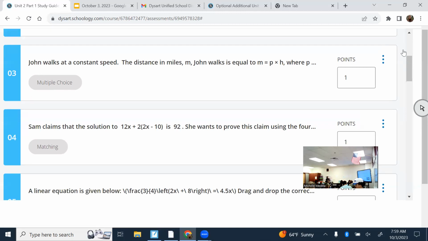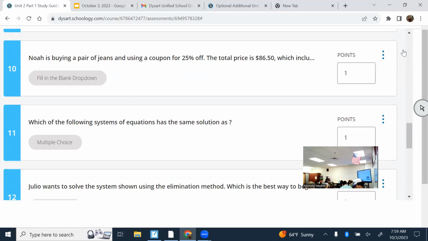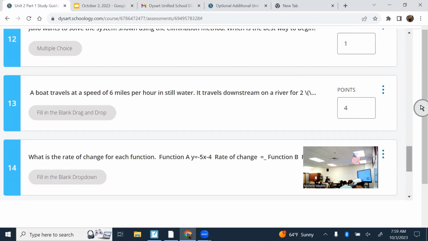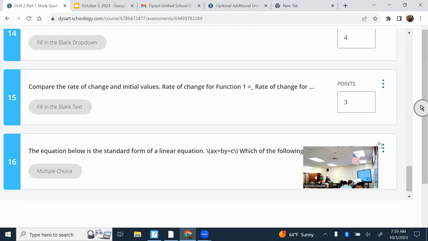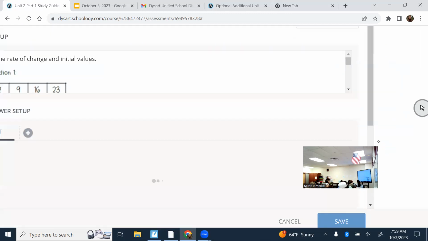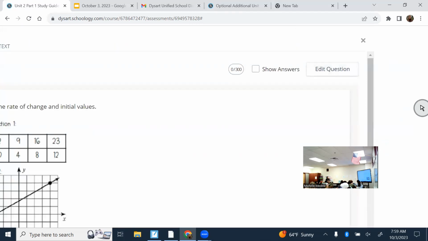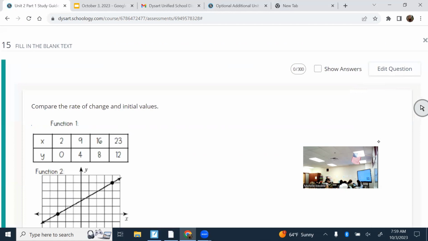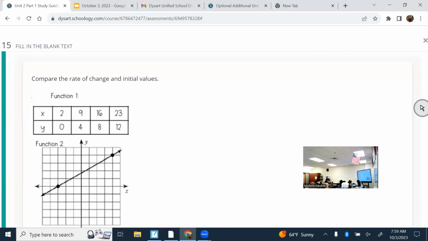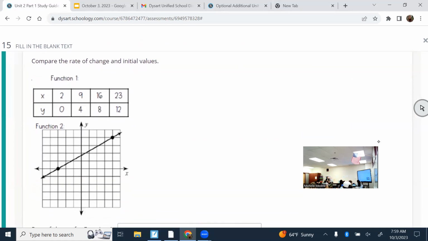15. Okay, compare the rate of change and initial values. I didn't use the phrase rate of change that often during class. I think I did during Stride when it came up. What's another word for rate of change? Slope. All right, so rate of change is also known as your slope. It's what it's changing by each time.